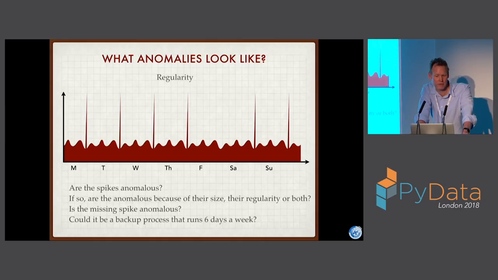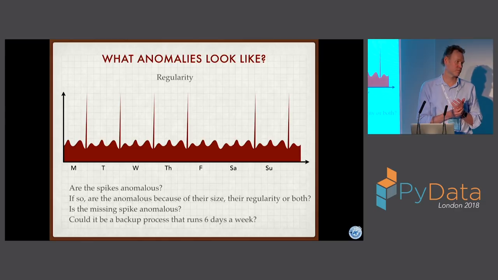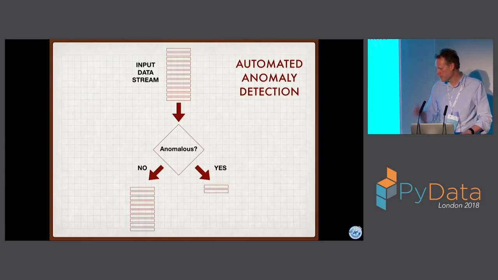So what we're looking for with anomaly detection is systems that will help us identify these sorts of points, and do something with them, alert us to them, or whatever.